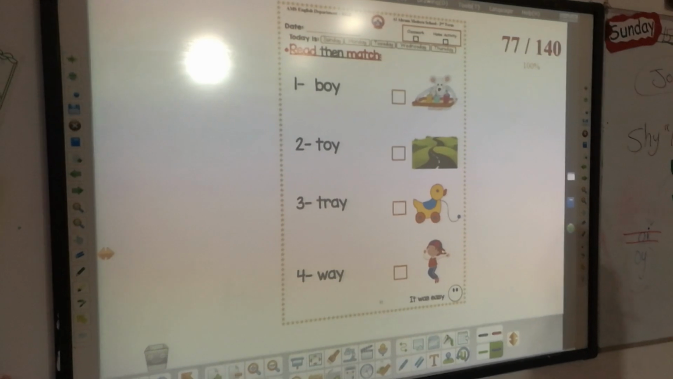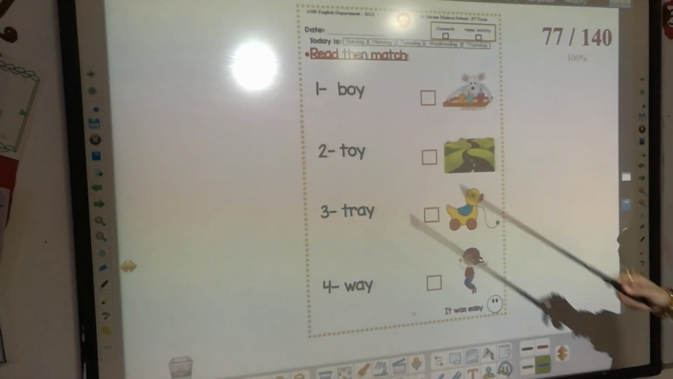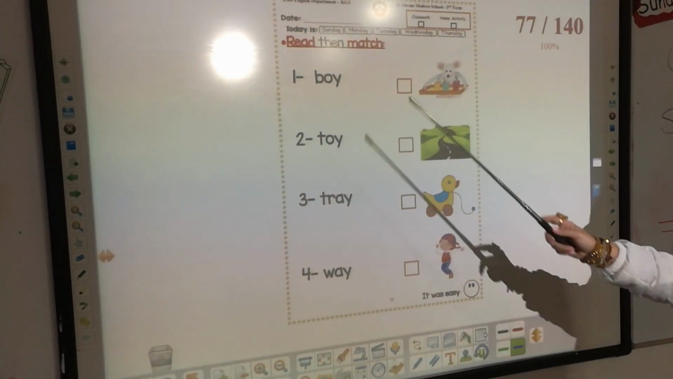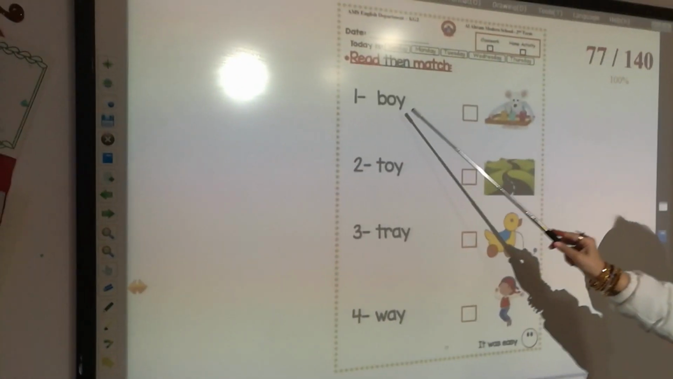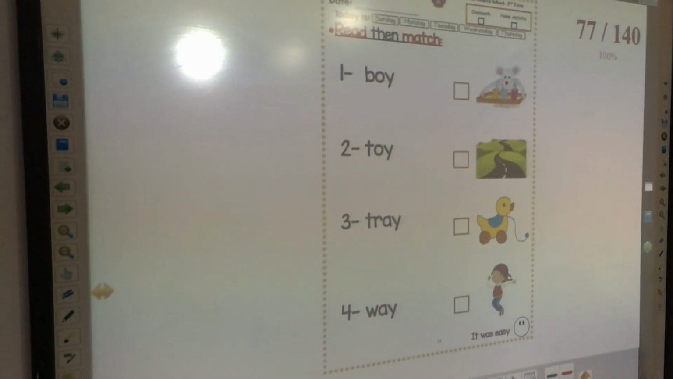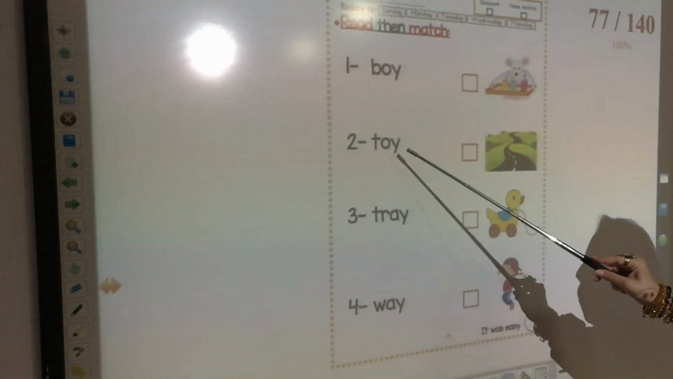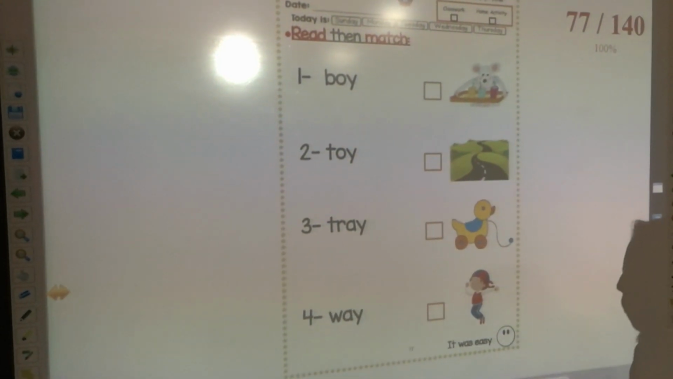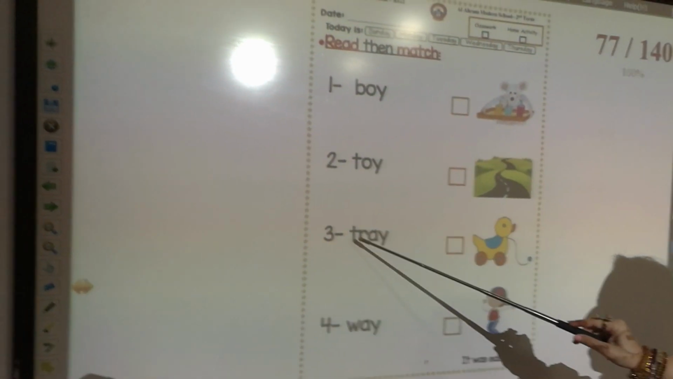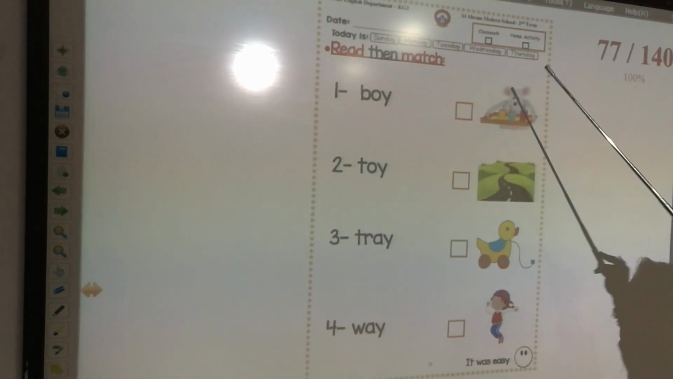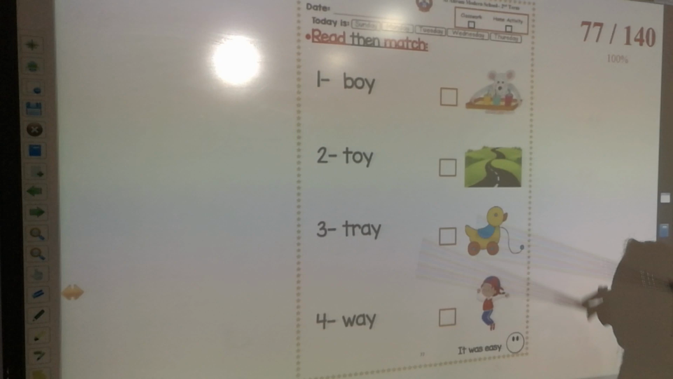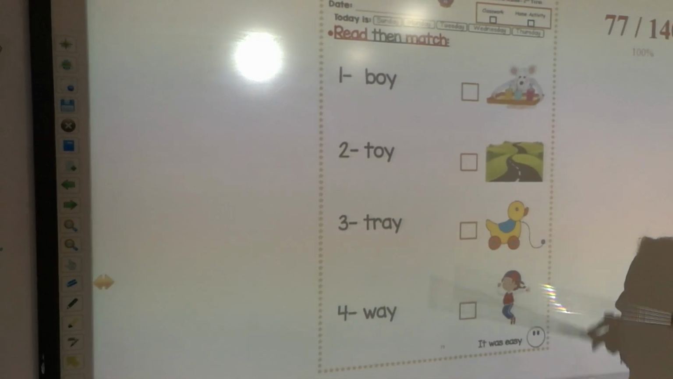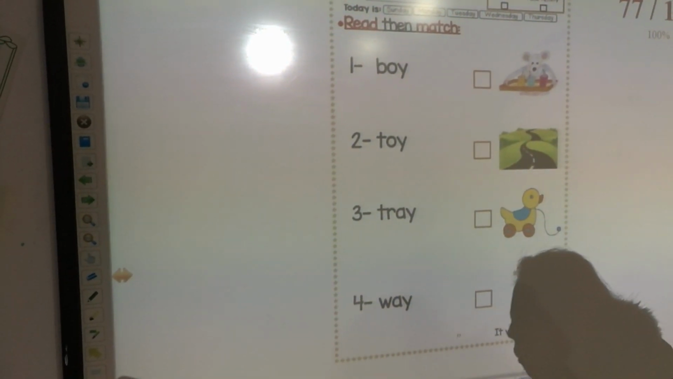This page is homework you are going to do it at home. So try to read the word, then write its number beside the correct picture. Picture number one is boy, b-oy. Find where is boy and write number one. Number two, toy, t-oy, toy. Find where is toy and write number two. Number three, tray, t-r-ay. Where is tray? Find where is tray and write number three. Number four, way, w-a-y, way. Find where is way and write number four.